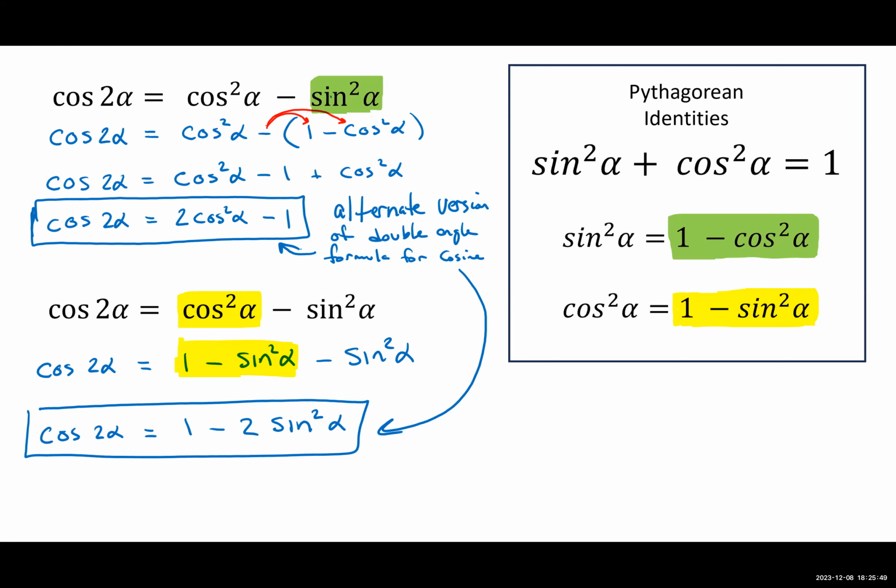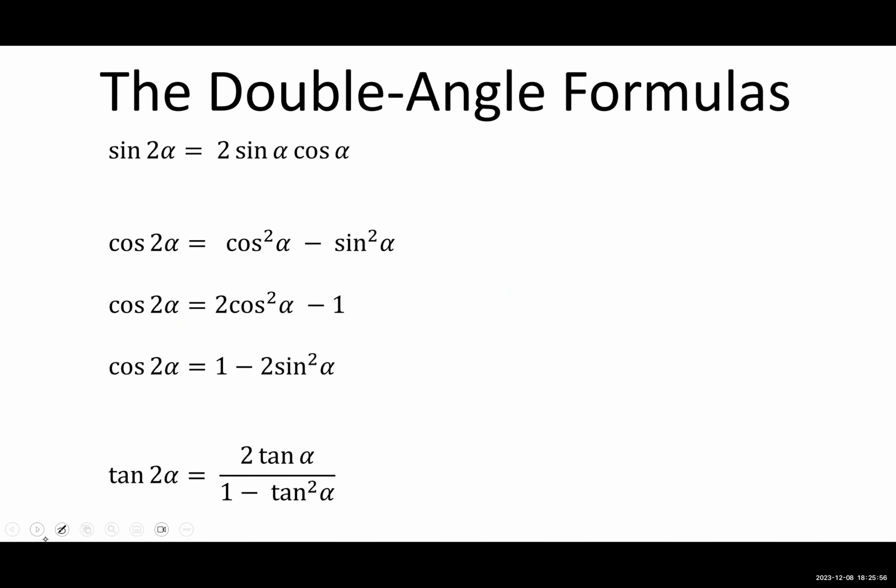All right. So let's just put these all together so we have them all on one nice list on the next slide. All right, so we've got the double angle formula for sine. We've got 3 different double angle formulas for cosine, and we've got the double angle formula for tangent. Okay. So let's do a couple of problems.